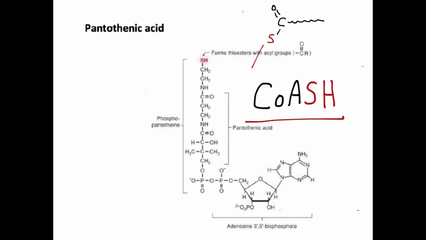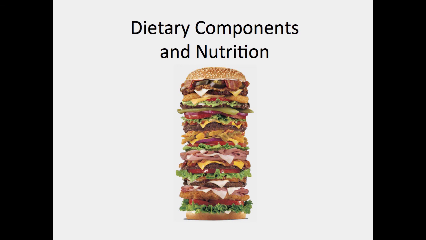The term pantothenic acid comes from the Greek word pantothen, meaning from everywhere. And small amounts of pantothenic acid are found in almost every food. So you rarely see a deficiency in pantothenic acid. So that completes the video for handout number 3 on dietary components and nutrition.